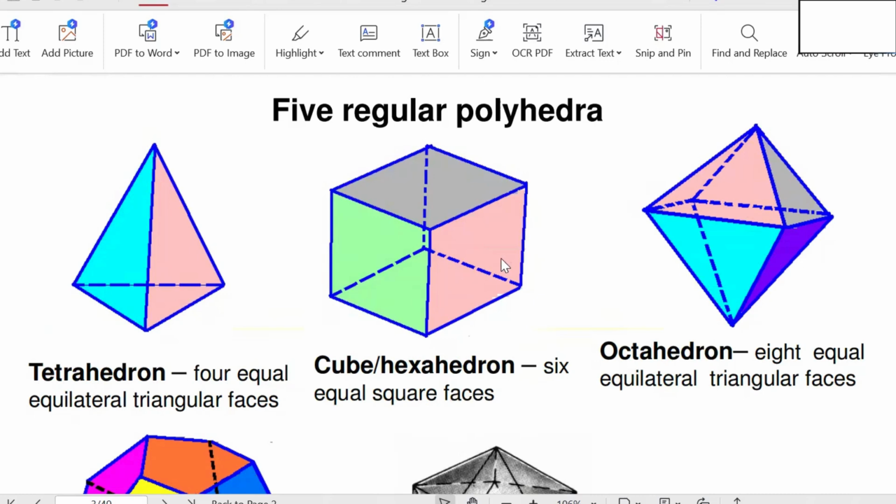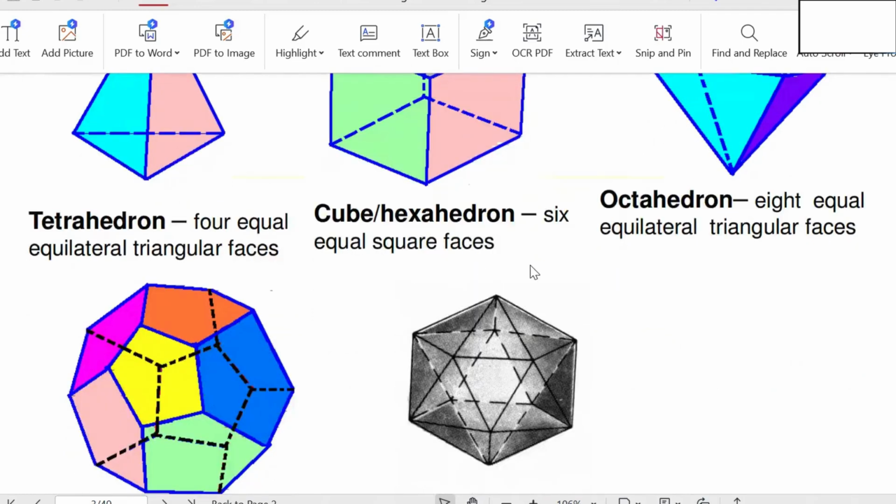Then coming to the third regular polyhedron, that is octahedron. So what is octahedron? Octahedron has 8 equal or similar faces. The shape of each and every plane is an equilateral triangle. That means 8 equilateral triangular faces are to be considered to generate an octahedron. So 8 faces are there. 8 equilateral triangular faces can be used to generate an octahedron.